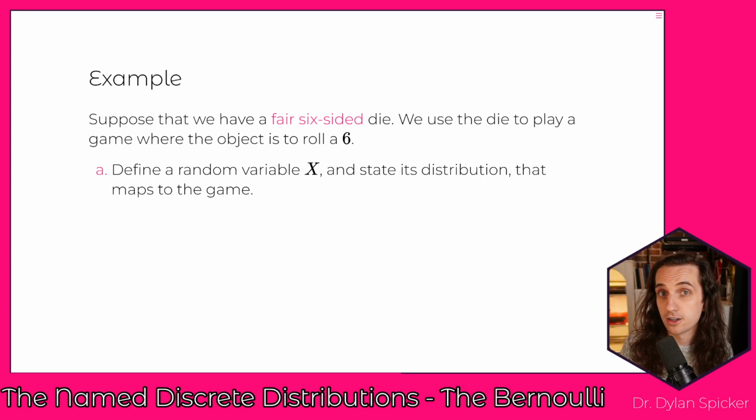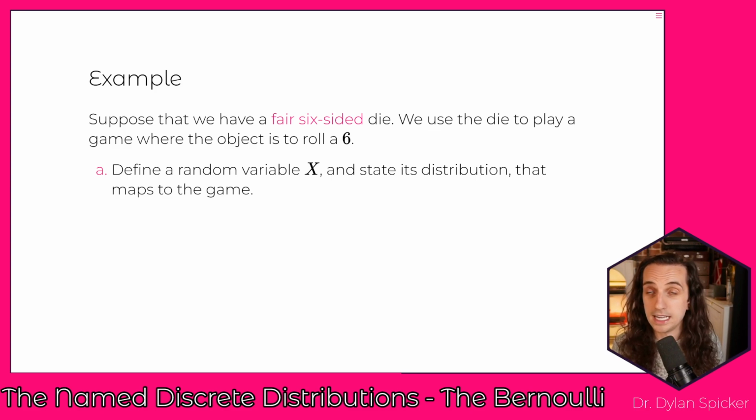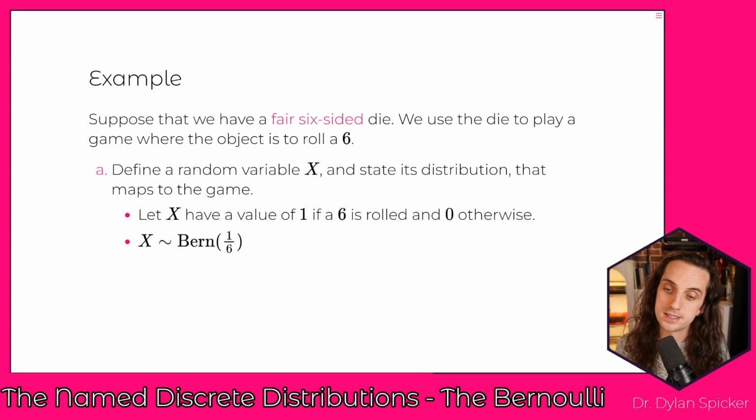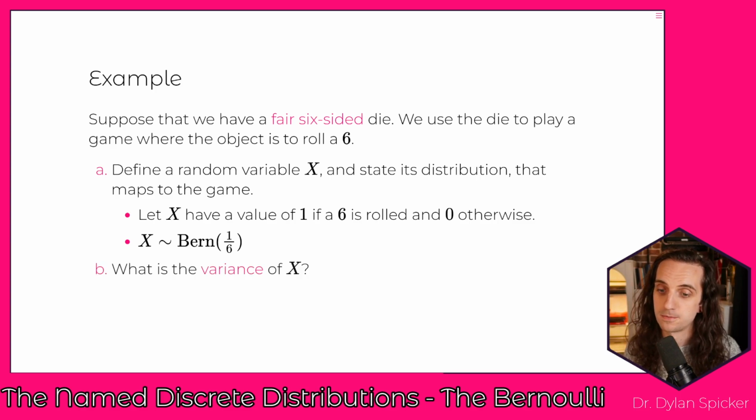And so then x could take on a value of 1 if we happen to roll a 6, and it could take on a value of 0 otherwise. In this case, we could then think about, well, what's the probability that we roll a 6? It's a fair die, and so the probability is going to be 1 out of 6. And so this is going to be a Bernoulli random variable with a success probability of 1 over 6. So let x have a value of 1 if the 6 is rolled and 0 otherwise. The probability that you roll a 6 is 1 out of 6, and so this is a Bernoulli 1/6 distribution.